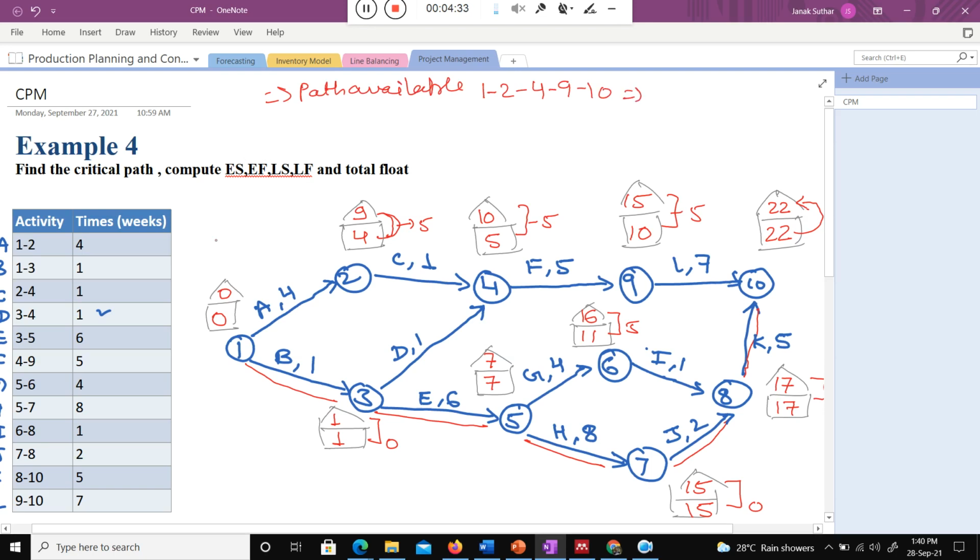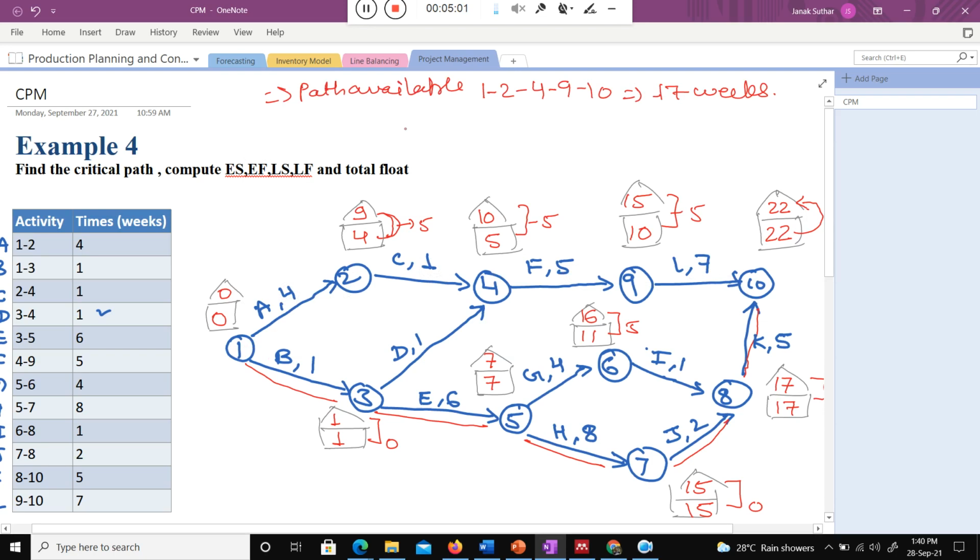With the respective times, can you calculate, class? Path of 1 to 2, 2 to 4, 4 to 9, 9 to 10. Can you quickly calculate what is the path time? 4 plus 1 is equal to 5, 5 plus 5 is equal to 10, 10 plus 7 is equal to 17. So the time with respect to this particular path is 17 weeks. Are you getting my point, class? Very good.